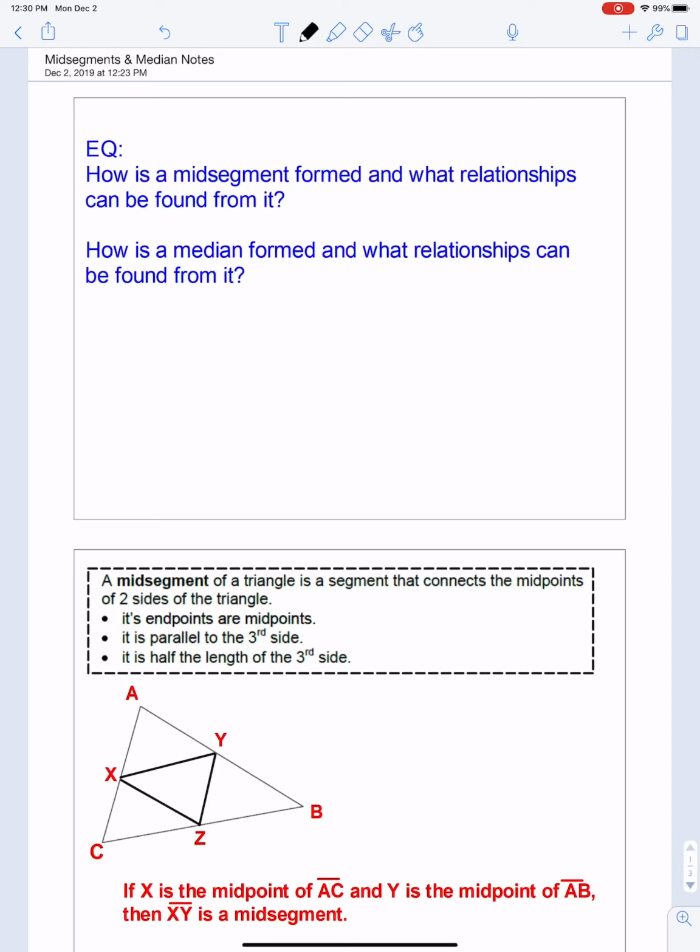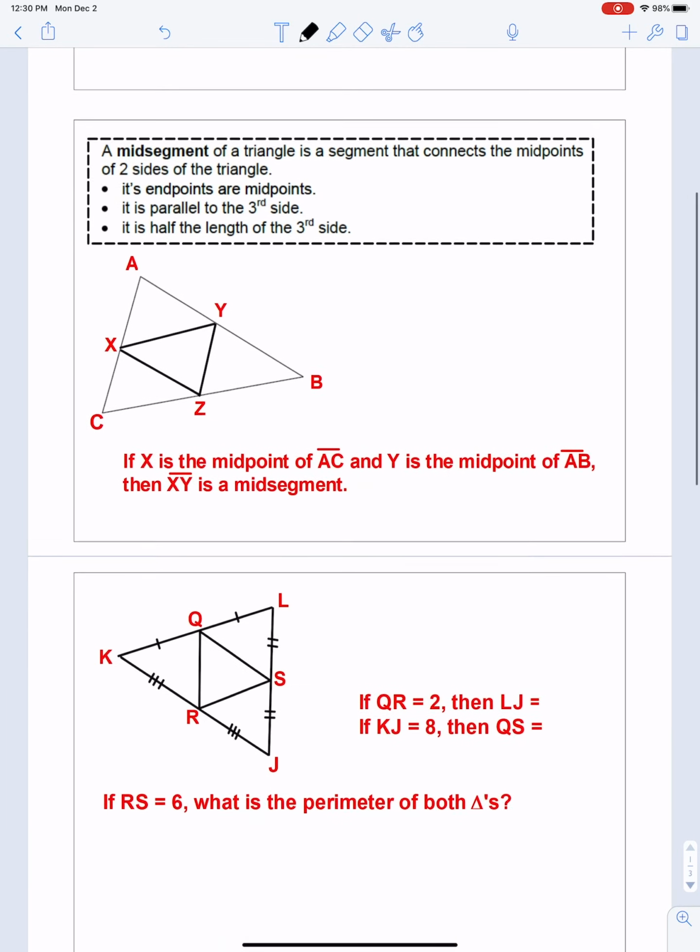Okay, today's video is going to be about medians and mid-segments. So we have two essential questions. How is a mid-segment formed and what relationships can be found from it? And how is a median formed and what relationships can be found from it? So we're going to start with our mid-segment.